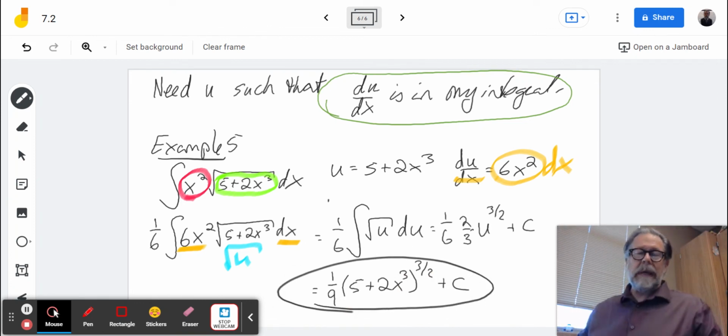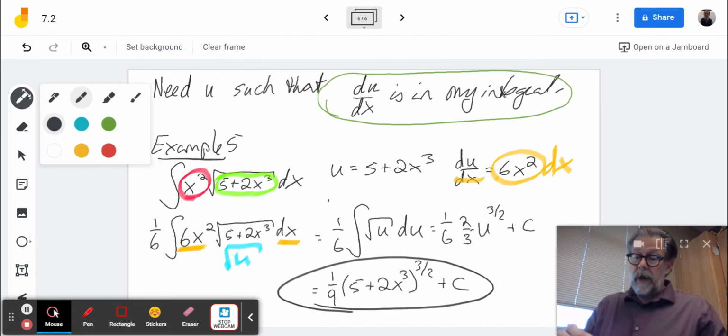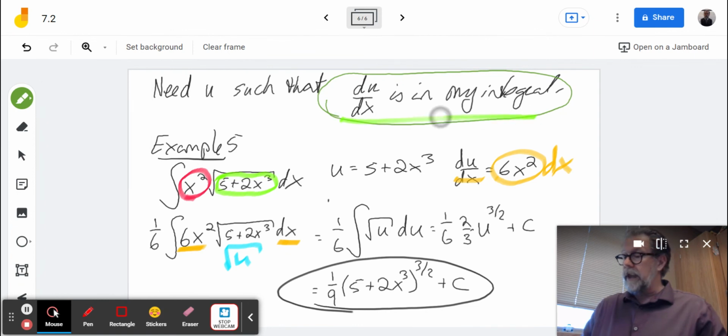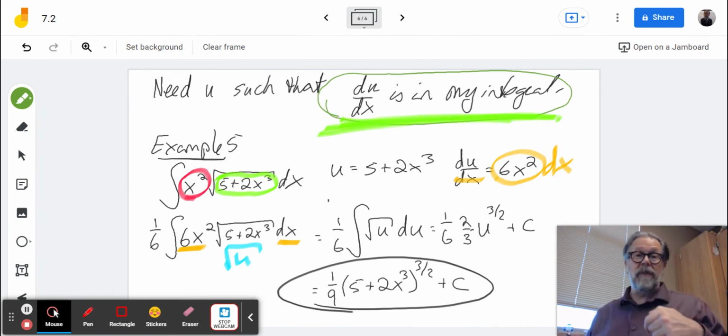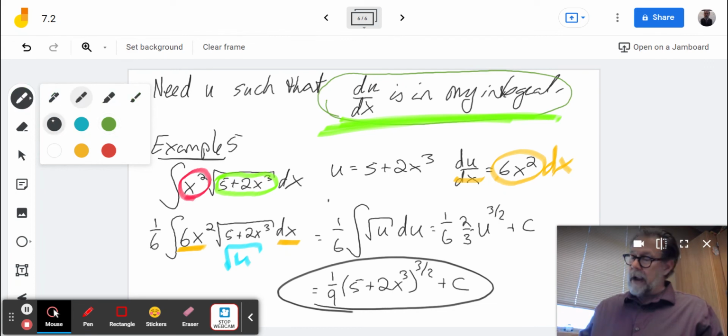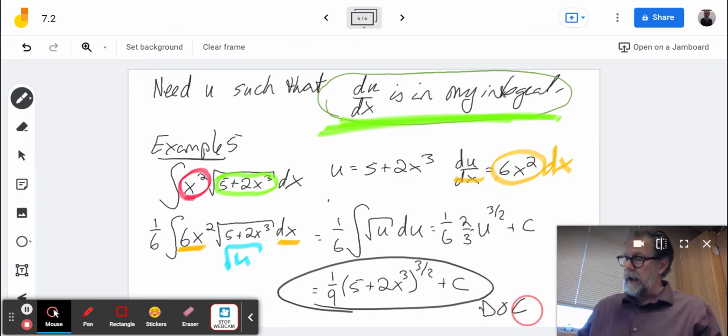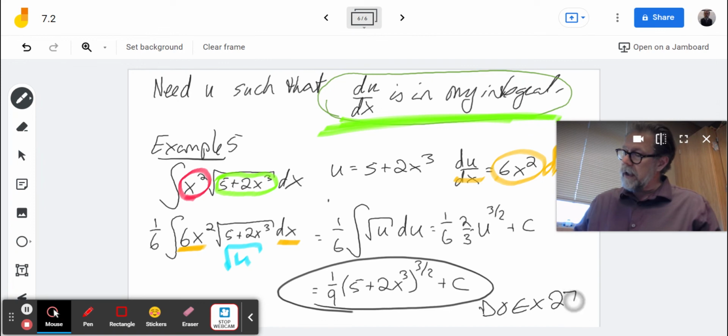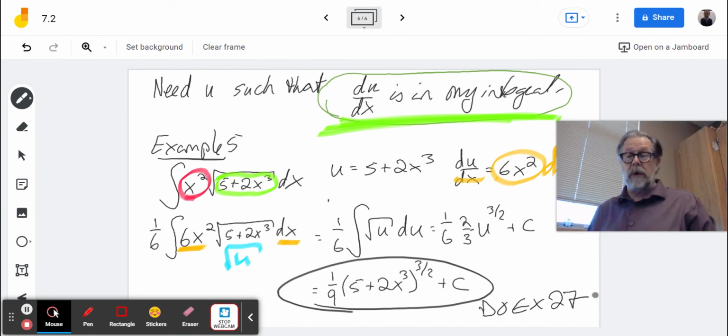It can be complicated at first to figure out what value of u I should use. But if you really, really, really think about, hey, I'm looking for something where the derivative is in the integral, it becomes much easier, and it gets much easier with practice. Speaking of practice, go ahead and do exercise 27 out of the book.